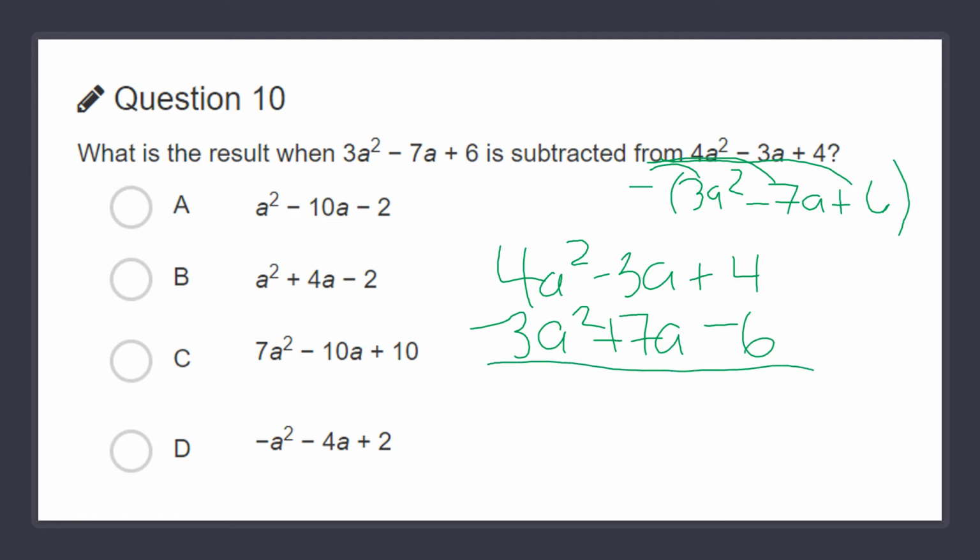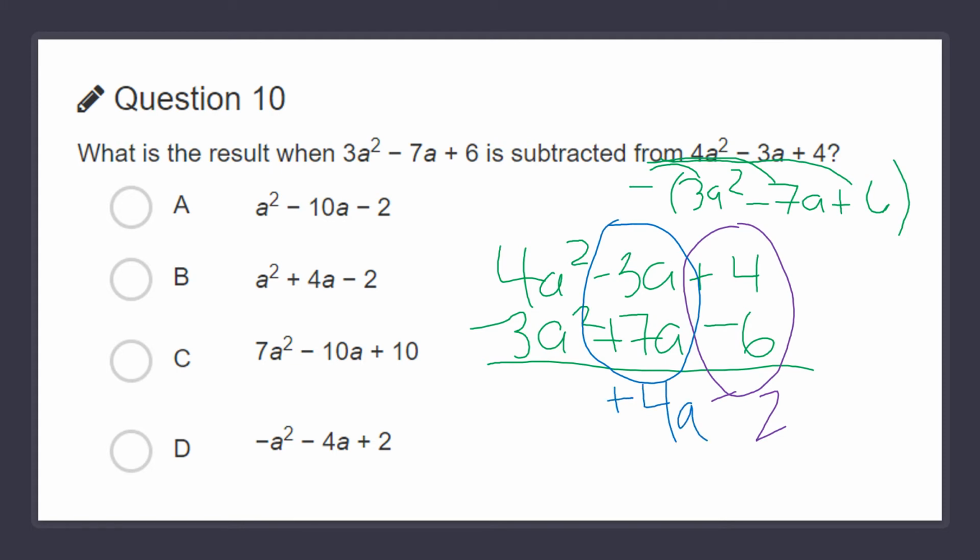And then now I'm just going to look down these columns. So 4 minus 6 is negative 2. Negative 3a plus 7a is a positive 4a. And then finally, 4a squared minus 3a squared is a positive a squared. So a squared plus 4a minus 2, leaving us with answer choice B.